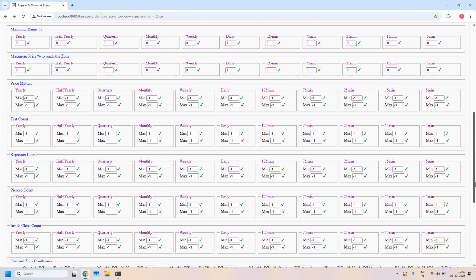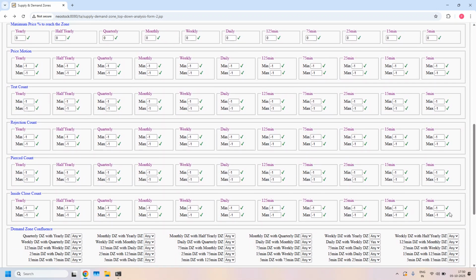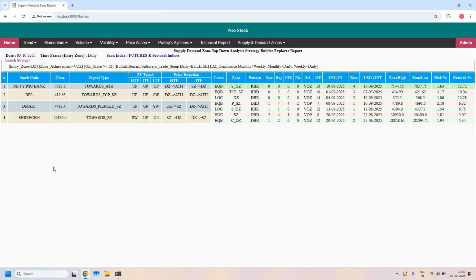In the demand zone confluence, you have to set 3 filters. First one, daily and weekly demand zone confluence, already enabled. Next, daily and monthly demand zone confluence, and weekly and monthly demand zone confluence. By enabling all the 3 filters, we got 4 stocks. And in all the 4 stocks, the daily demand zones are overlapped with the weekly demand zone, and both together are again overlapped with the monthly demand zone. That is what you are seeing here.